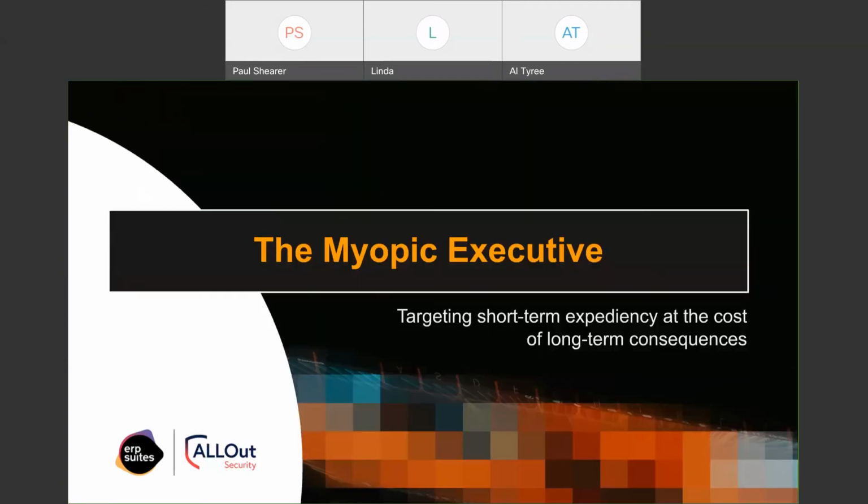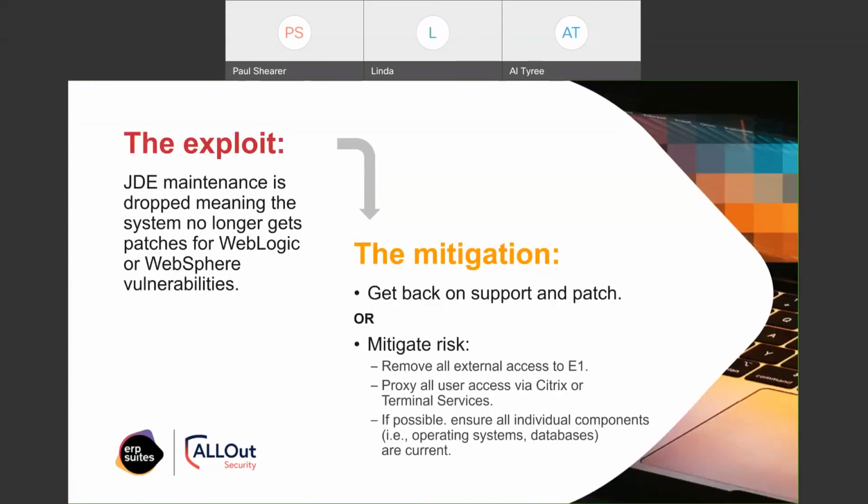All right, so let's talk about another threat vector that we're concerned with, and that is the myopic executive. What this is really about is when you're overly focused on short-term fiscal goals, ignoring long-term consequences. So maybe you're letting things go off maintenance because of CapEx or trying to reduce operational expenditures. An example, we already talked about this before, dropping JD Edwards maintenance.